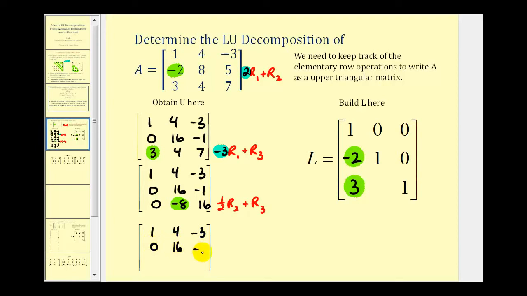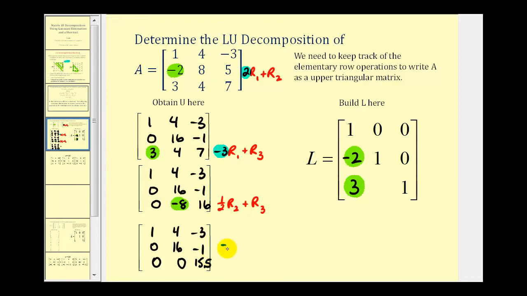1/2 times row 2 plus row 3, 1/2 times 0 plus 0 is still 0. 1/2 times 16 is 8. 8 plus negative 8 is 0. Now here we have 1/2 times negative 1, that's negative 1/2, plus 16, that would be 15.5.